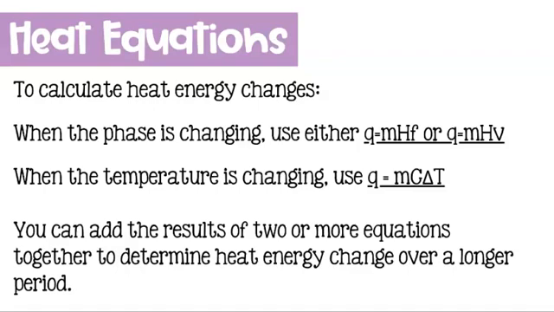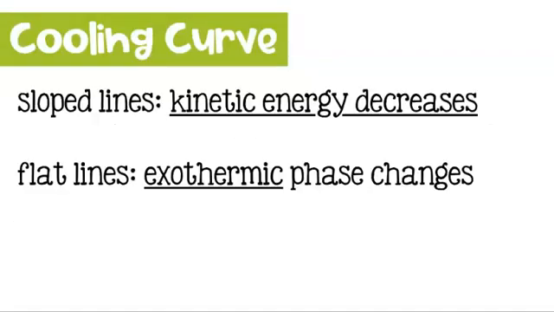When the temperature is changing, we use Q equals m c delta T, and you can add the results of two or more equations together to determine heat energy change over a longer period. Cooling curves are just like heating curves, except you're going the opposite direction. So you are decreasing the energy, and it is exothermic, not endothermic.